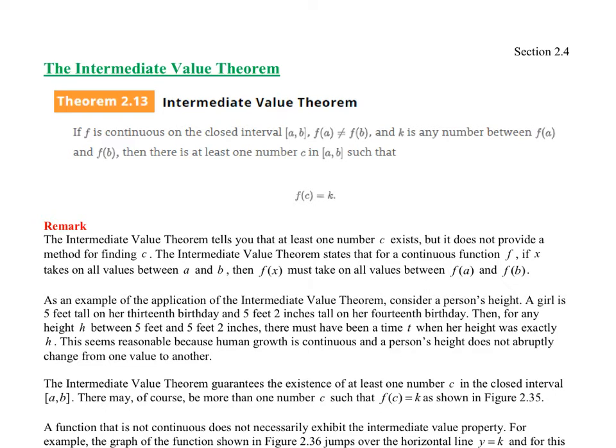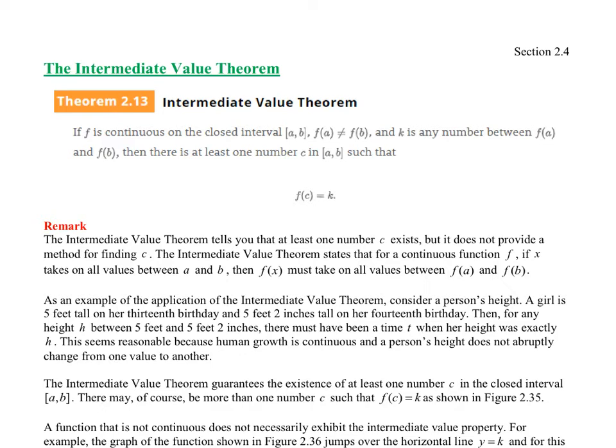The intermediate value theorem states that for a continuous function f, if x takes on all values between a and b, then f of x must take on all values between f of a and f of b. So if you take on all x values between the 2 points, then you have to take on all y values between the 2 points as well. And that only works if it's continuous, because you're not lifting your pencil, not jumping, not skipping.